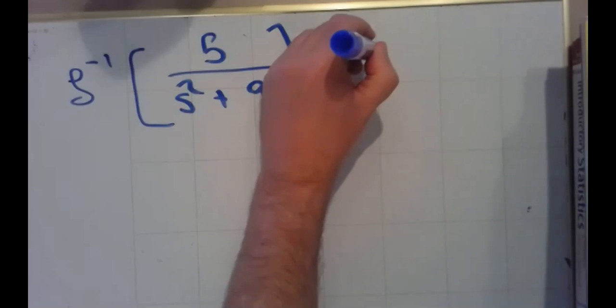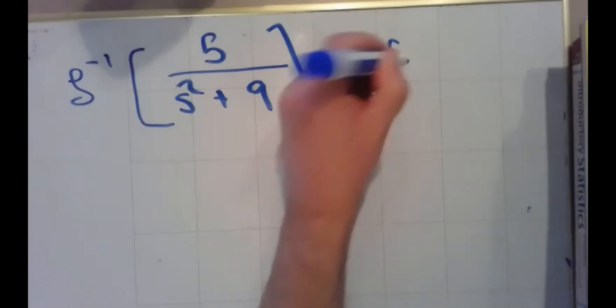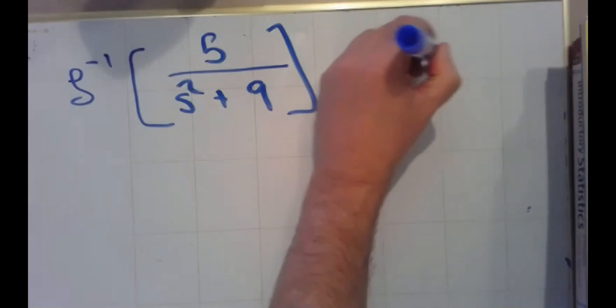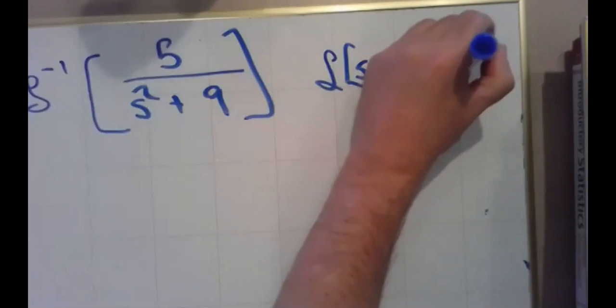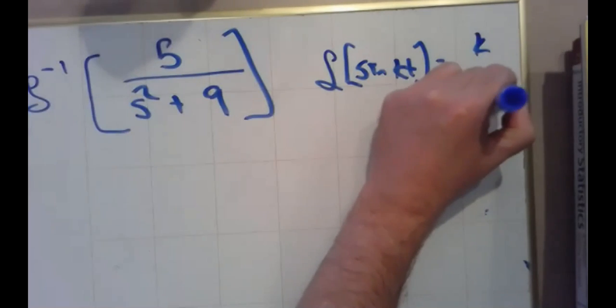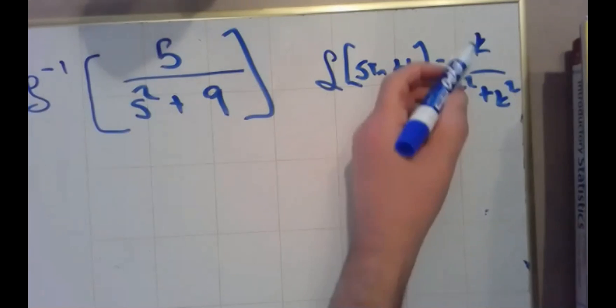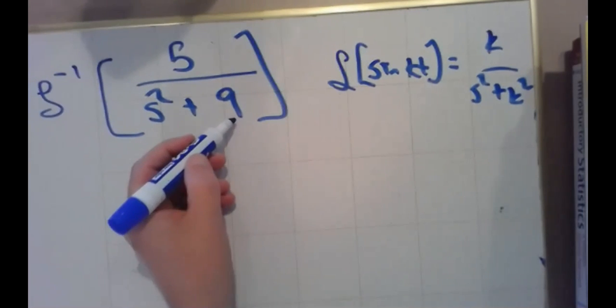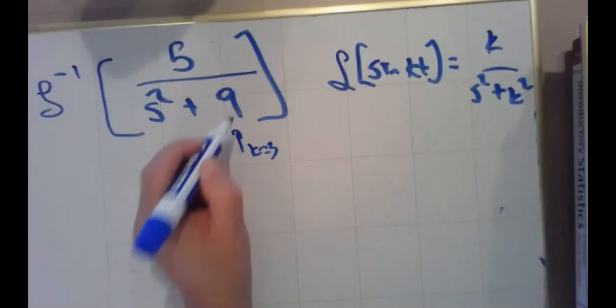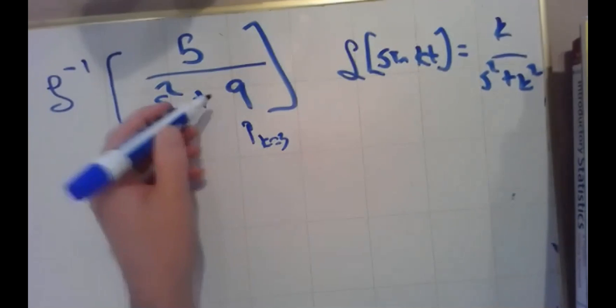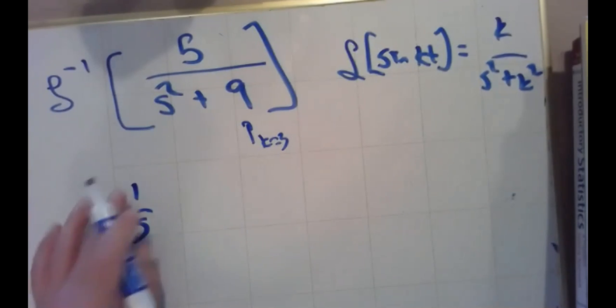So I'm using this formula. Equals, what was that? k over s squared plus k squared. I want to match this formula. So my k here is 3, and that's 3 squared. So I'm going to pull that 5 out.